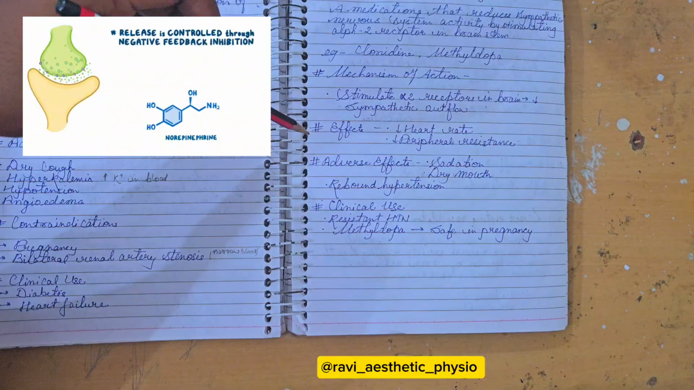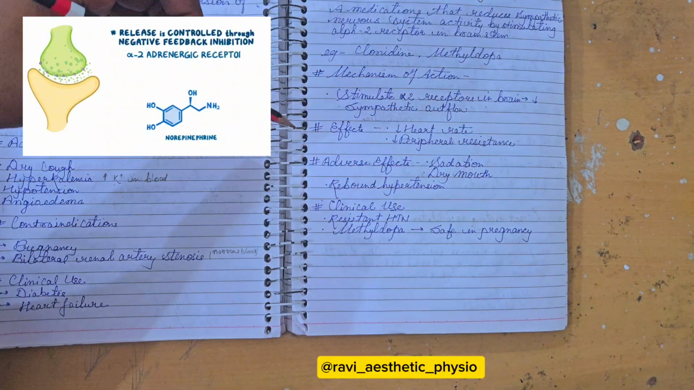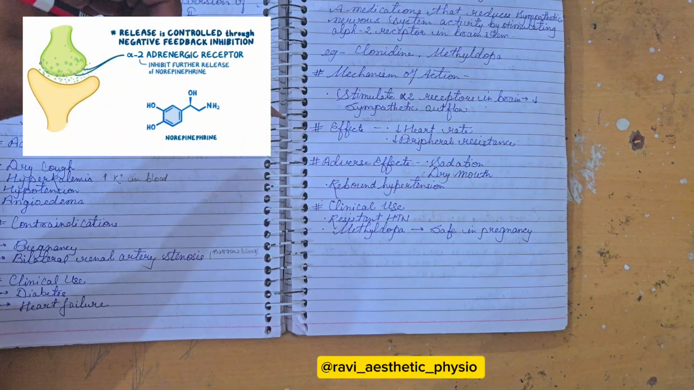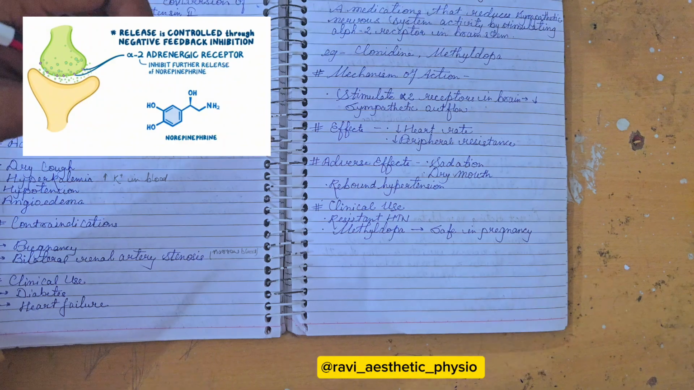So when a presynaptic nerve terminal is stimulated to release a bunch of norepinephrine into the synapse, it will bind to a special type of receptor called an alpha-2 adrenergic receptor located on the presynaptic membrane. These alpha-2 receptors then inhibit further release of norepinephrine into the synapse, so the postsynaptic neuron doesn't get overstimulated.